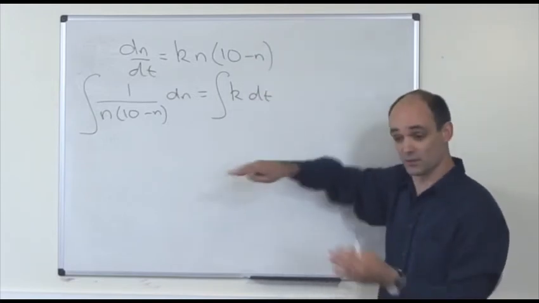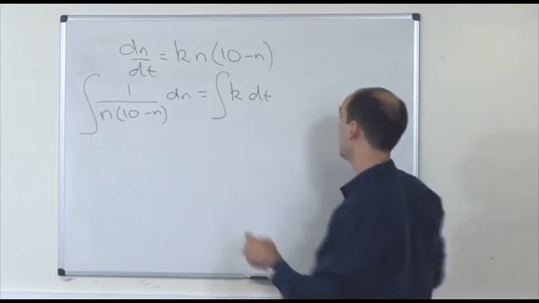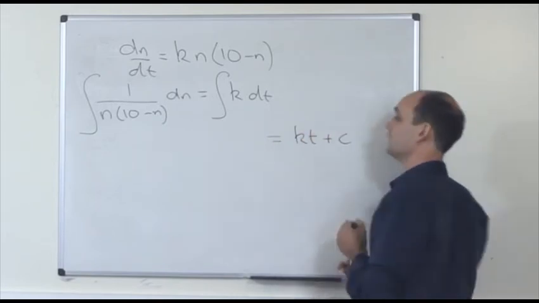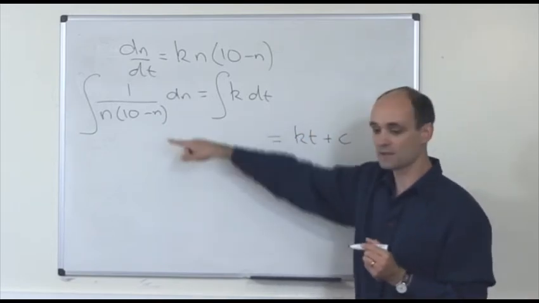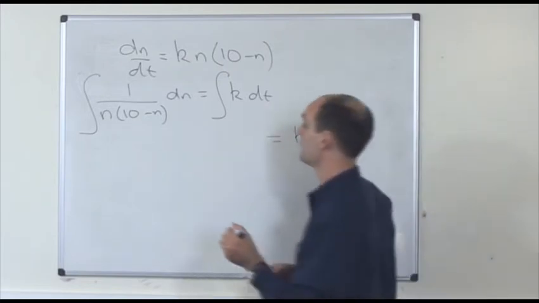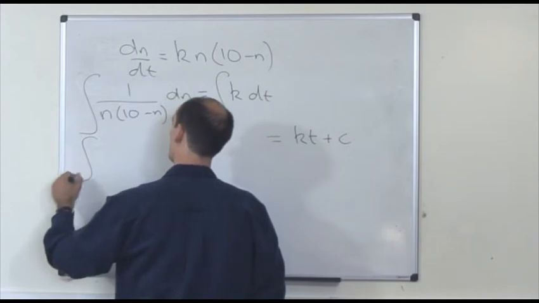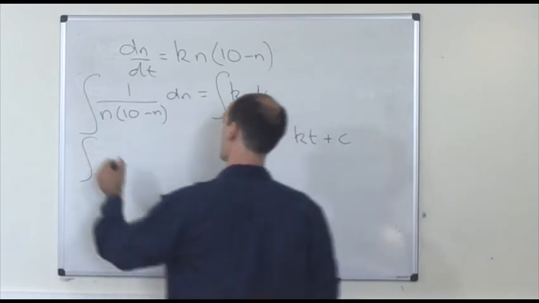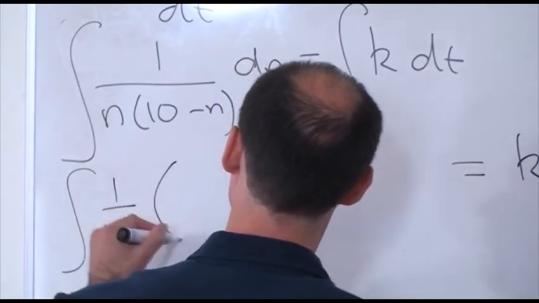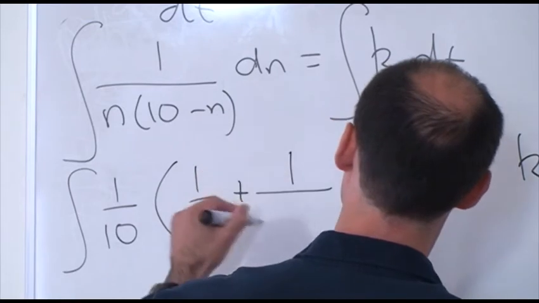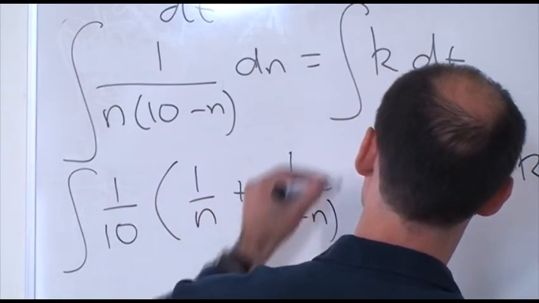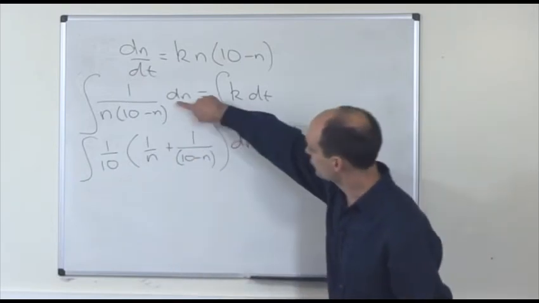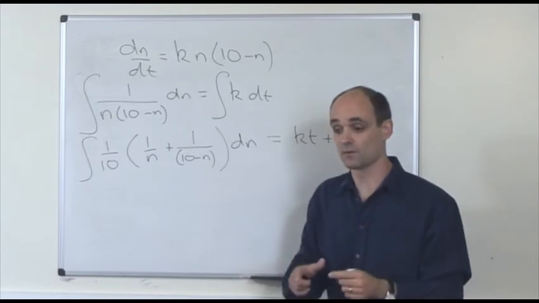Now, again, you can only solve it if you can do these two integrals. The one on the right is very easy. It's equal to kt plus c. The one on the left is harder because that involves partial fractions. So the way to do this is to recognise actually that 1 over n times 10 minus n can be rewritten as a tenth of 1 over n plus 1 over 10 minus n. So to do this rearrangement, you have to use your methods for partial fractions.